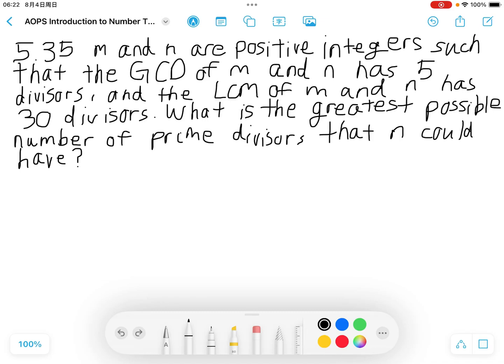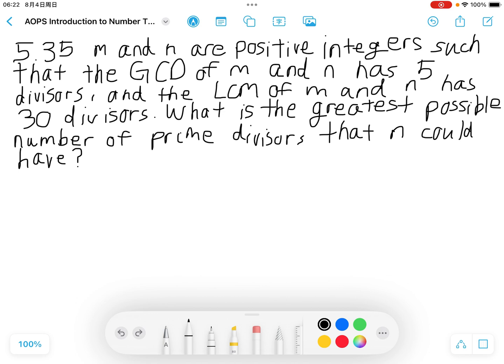This is problem 5.35 from AOPS Introduction to Number Theory. m and n are positive integers such that the GCD of m and n has 5 divisors, and the LCM of m and n has 30 divisors. So what is the greatest possible number of prime divisors that n could have?